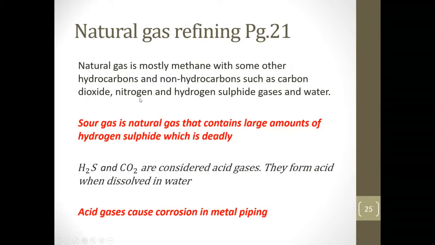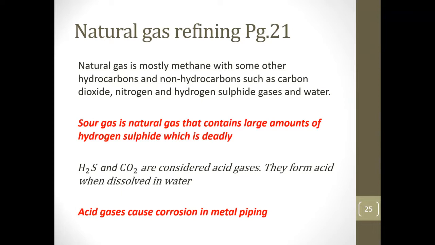So natural gas refining. First off here, natural gas is mostly methane with some other hydrocarbons and other non-hydrocarbons in it, such as carbon dioxide, nitrogen, hydrogen sulfide, other gases, and water as well. So it's not pure. We've looked at methane combustion reactions, and we see CH4 plus oxygen gives us this and that and the other thing. The reality of it is natural gas contains many other different things, so the combustion reaction is actually more difficult than we study, but we do have to be aware that there is a bunch of other things in the gas that we have to deal with before we can really use it.